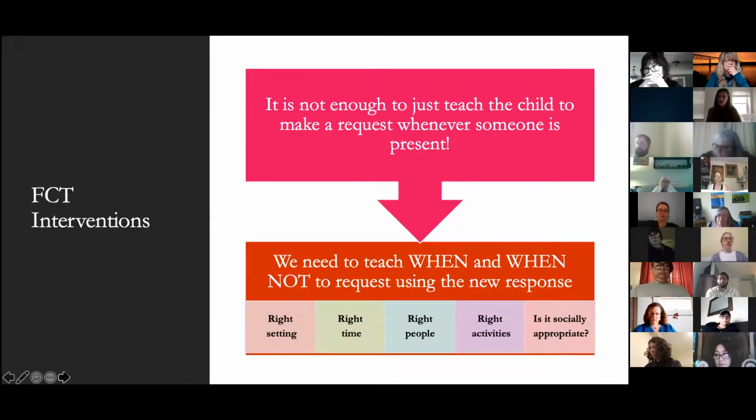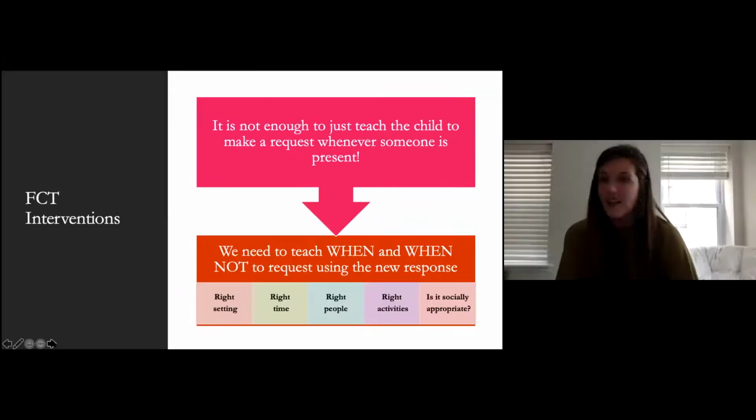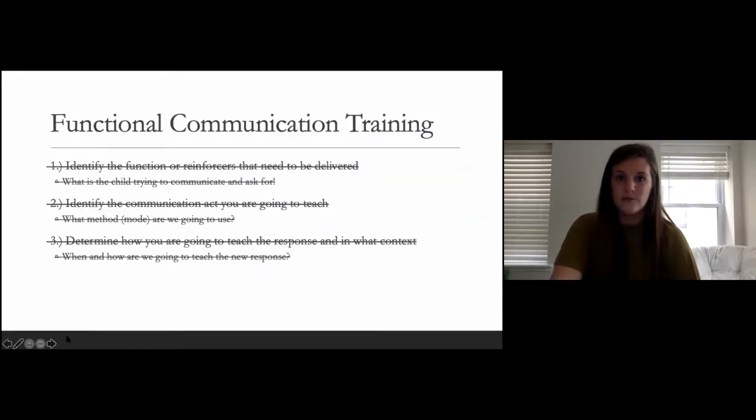And also during the right activities, like I said before, you can say no when I offer you an unpreferred food, but when you have to take your medicine, that's not an appropriate activity to say no to. And so overall, what we really want to teach the kid is when it is socially appropriate to ask for things and when it's not socially appropriate to ask for things.